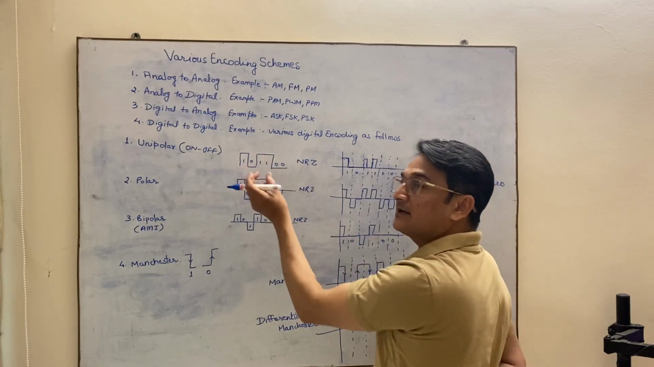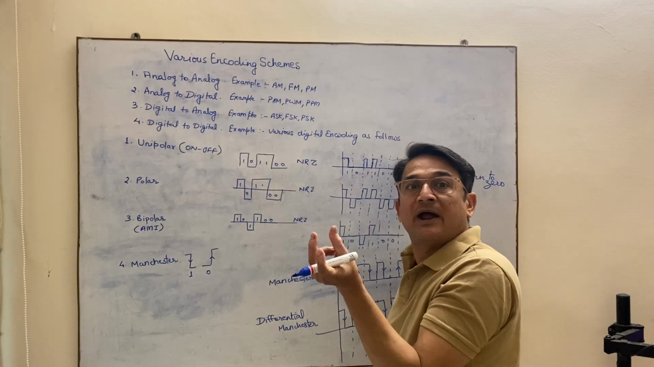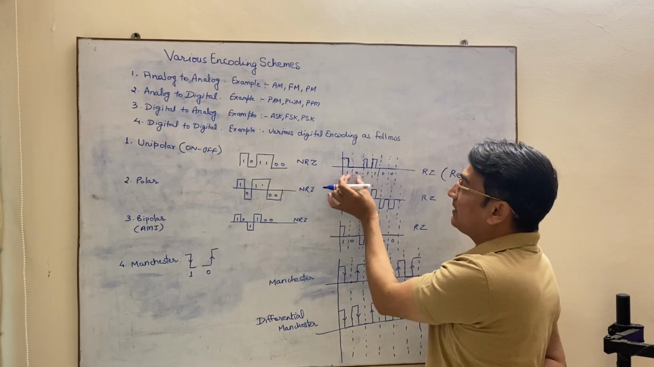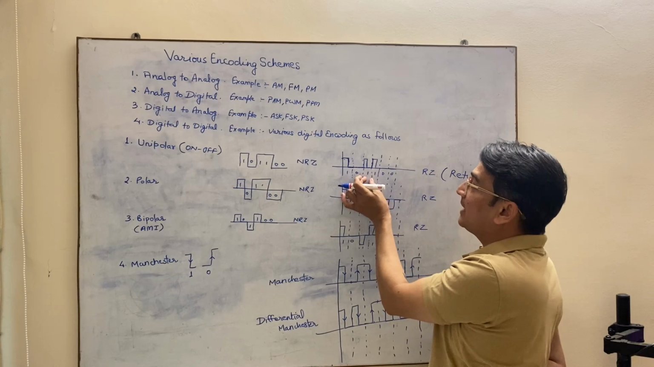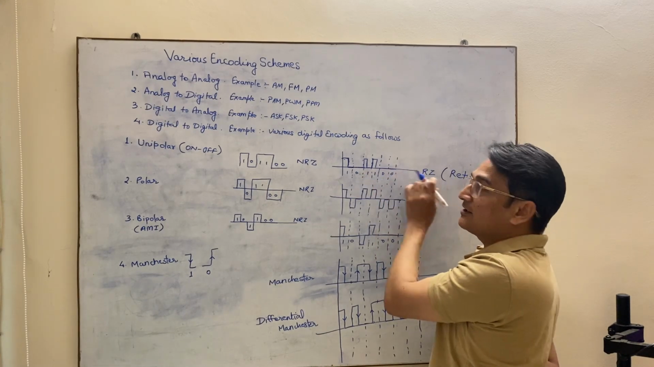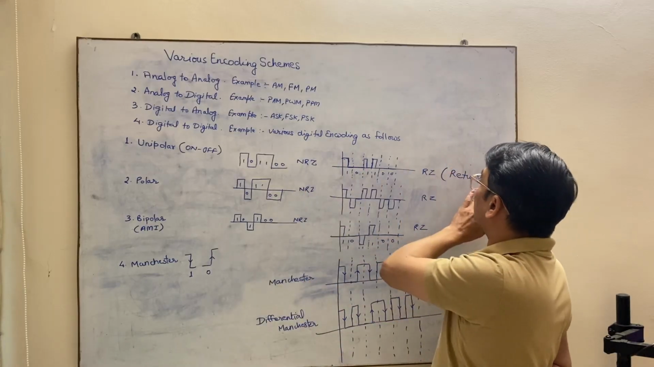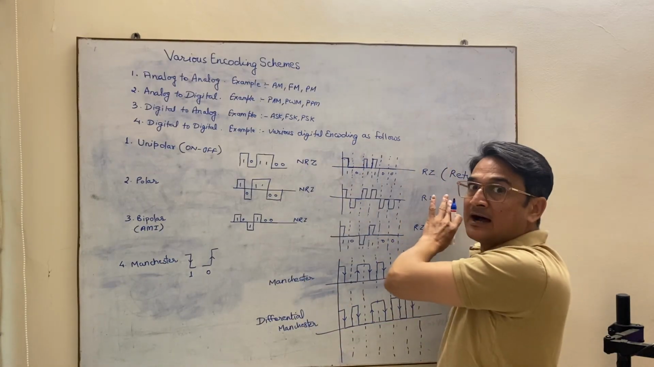It is not returning. It is occupying the whole bandwidth. Here it is occupying only the half. So this is 1, then this is 0, no polarity, 1, 1, 0, 0, no polarity. So it is return to zero. Similarly, for all the techniques, I have shown NRZ and RZ both.